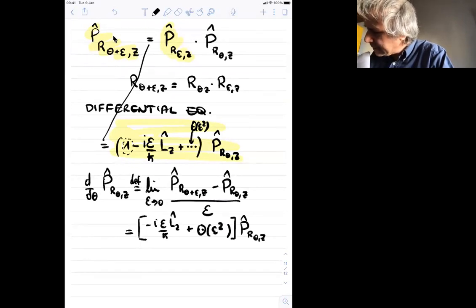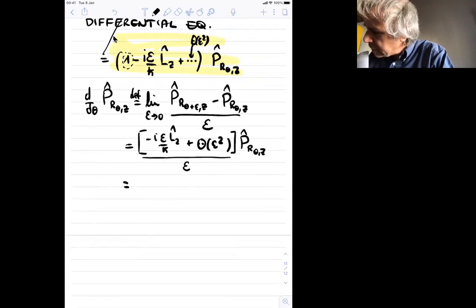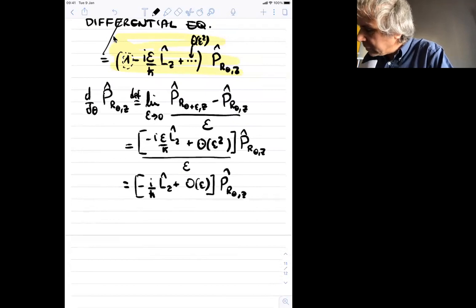So the 1 cancels, and then I divide by epsilon, and the result of this thing is equal to minus i over h bar Lz plus order epsilon applied to P of R and theta z. Now I have to take the limit. Sorry, this is a mistake. I have to take the limit, epsilon going to 0.